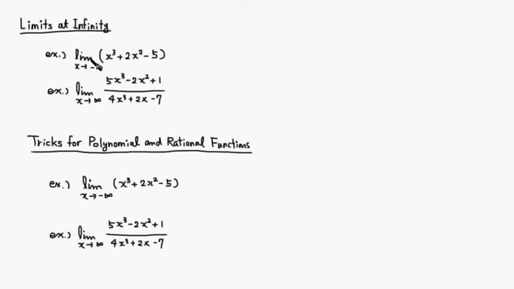The limit of x cubed plus 2x squared minus 5 as x approaches negative infinity. The first thing we do is factor out the leading term. So you're going to have a limit as x approaches negative infinity. The leading term in this case is x cubed, so this will be factored out.